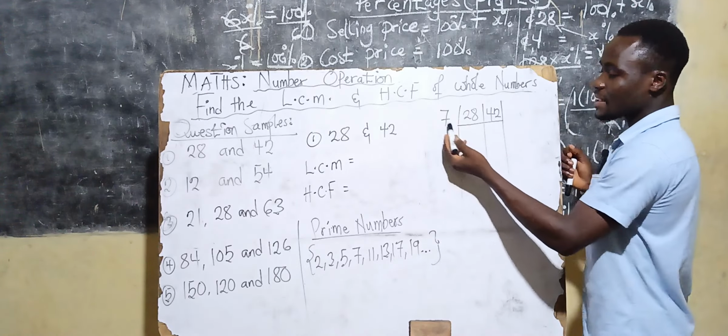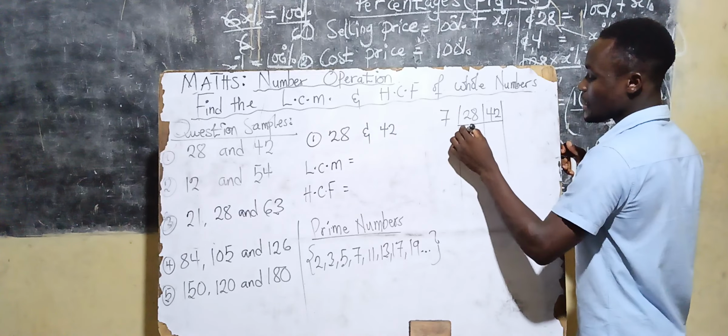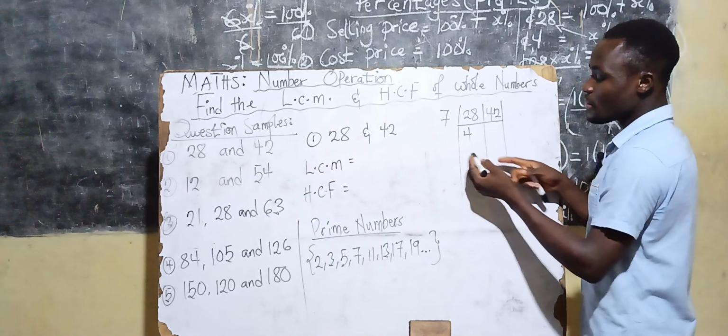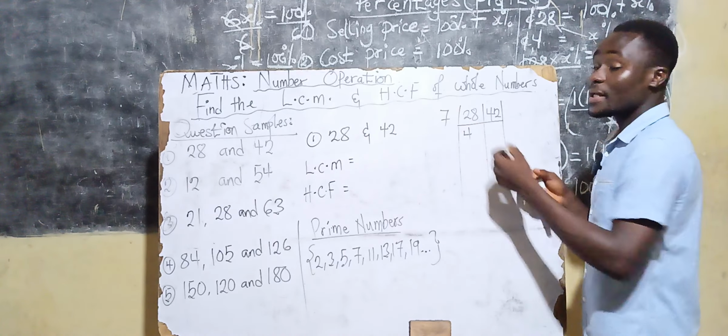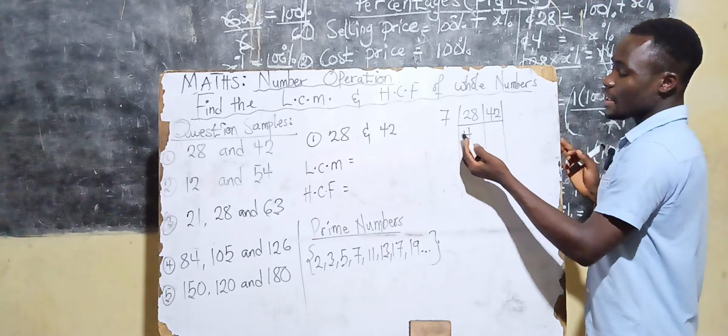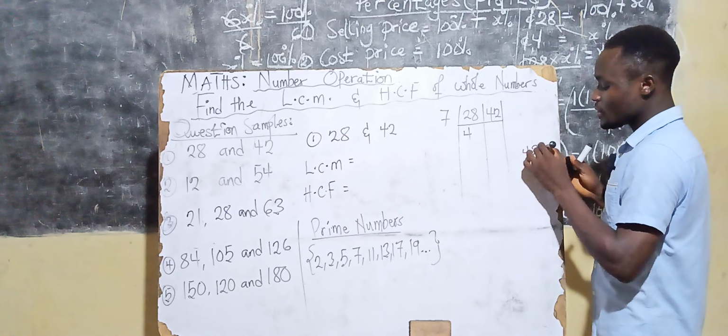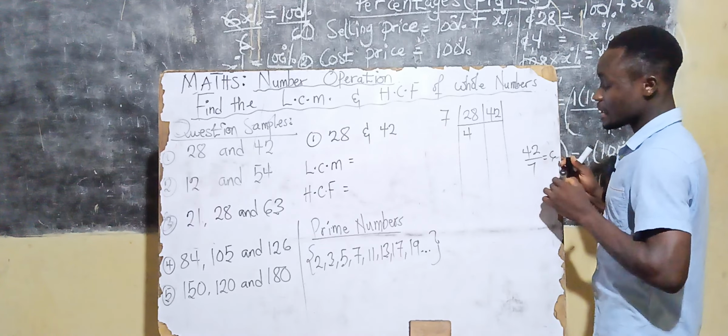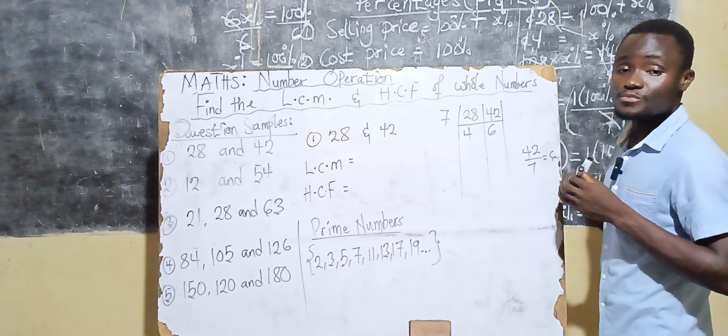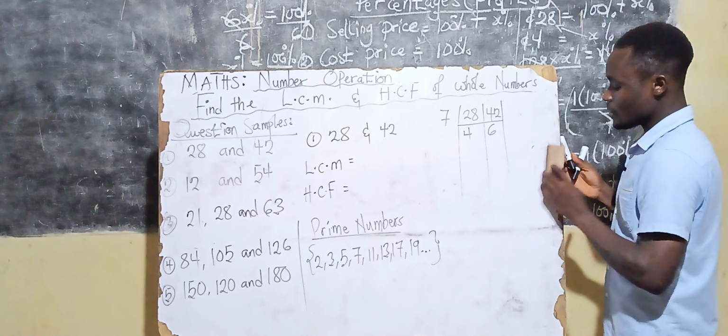Now, how many times does 7 divide 28? It is 4 times. Are you getting me? When we multiply 4 times 7, we are going to get what? 28. In the same manner, how many times does 7 divide 42? So 42 divided by 7, we are going to get what? 6. So here becomes 6. Are you with me? Very good.